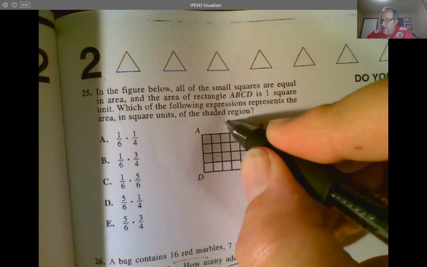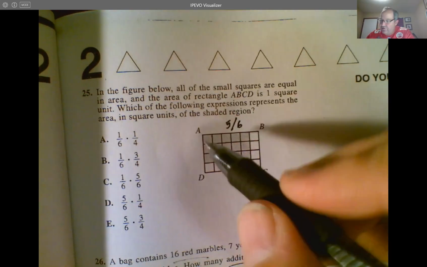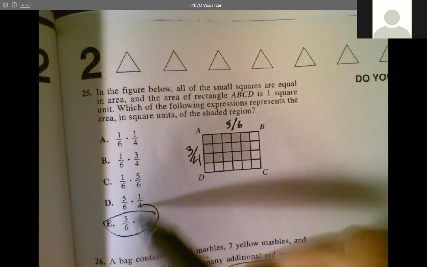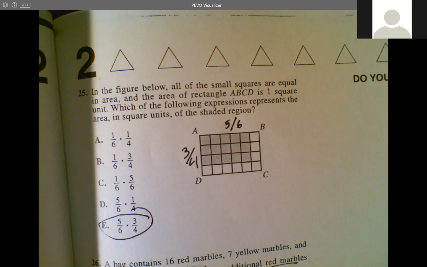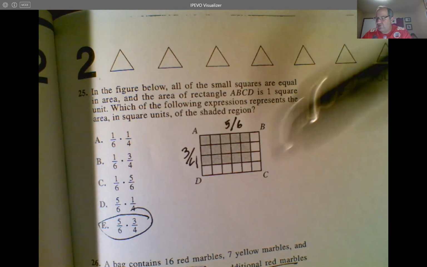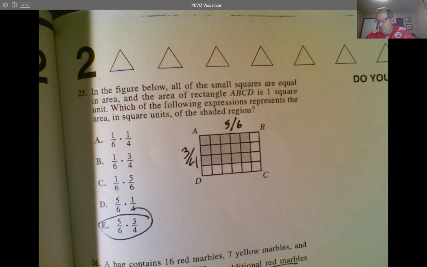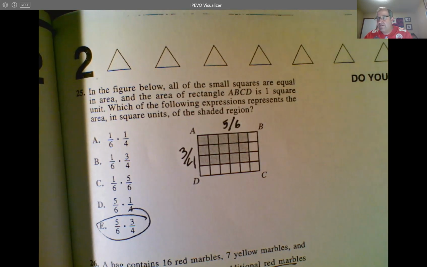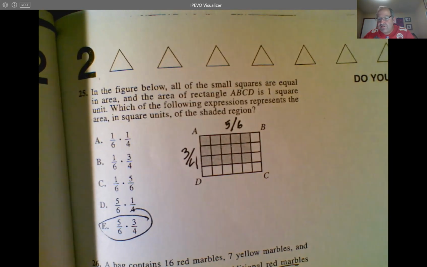All right, this is 5 out of the 6 pieces, and this is 3 out of the 4 pieces. Here is E. So yeah, you could tell it's a recycled question. ACT asked a question like this earlier. They do that a lot. Let's look at another one.